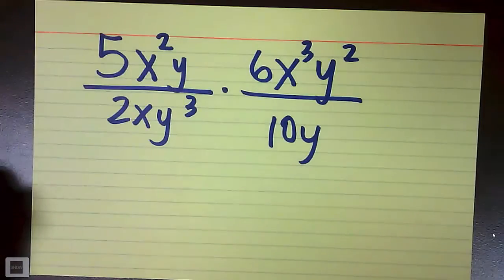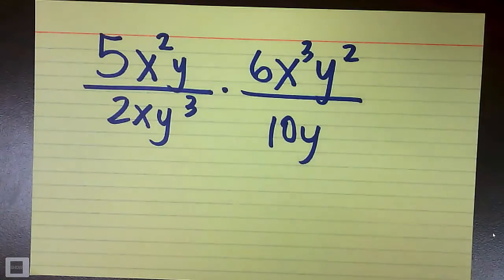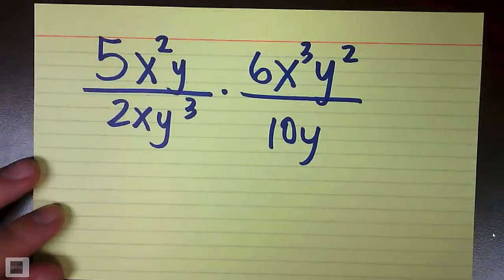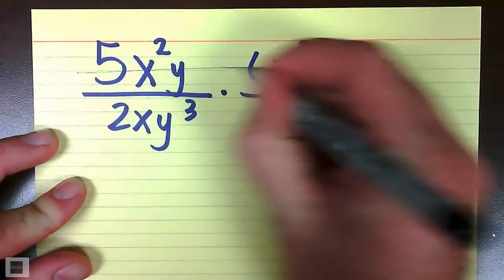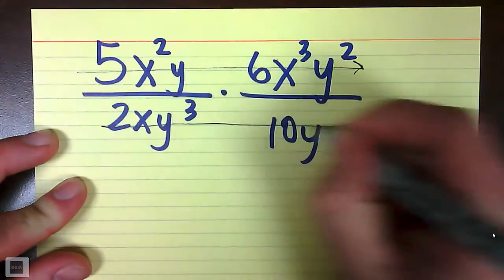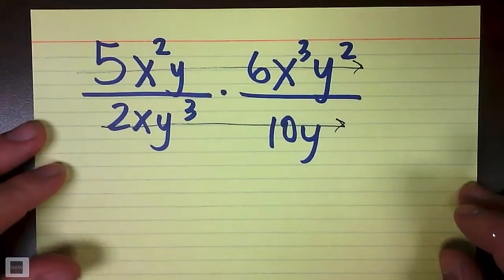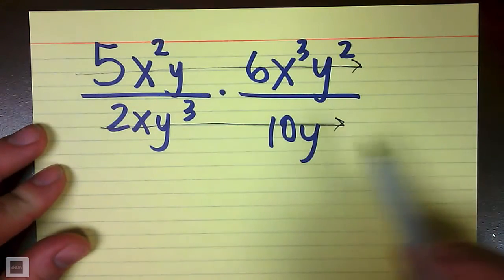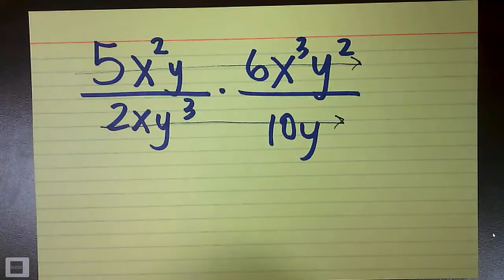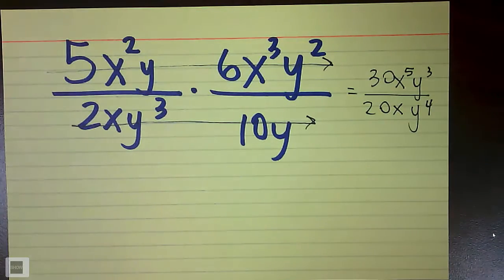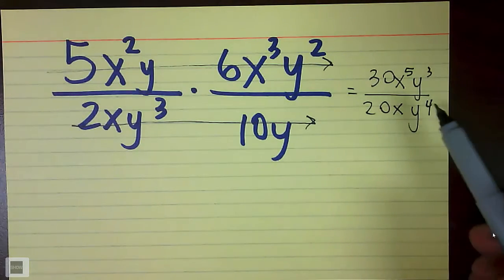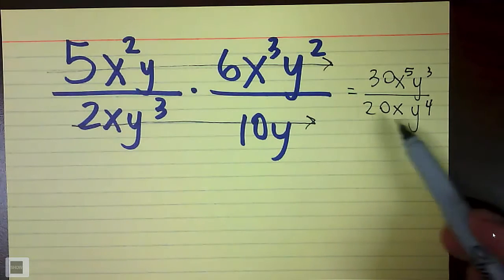All right, guys, so in this example, what I want you to see real quick, notice there's no plus or minus sign. So what I want to do is to go straight across the numerator, straight across the denominator, and I want to combine those two fractions into one. So when we multiply everything, this is what we get. As you can see, as we go straight across, we multiply, we get 30x to the 5th, y to the 3rd, over 20xy to the 4th.